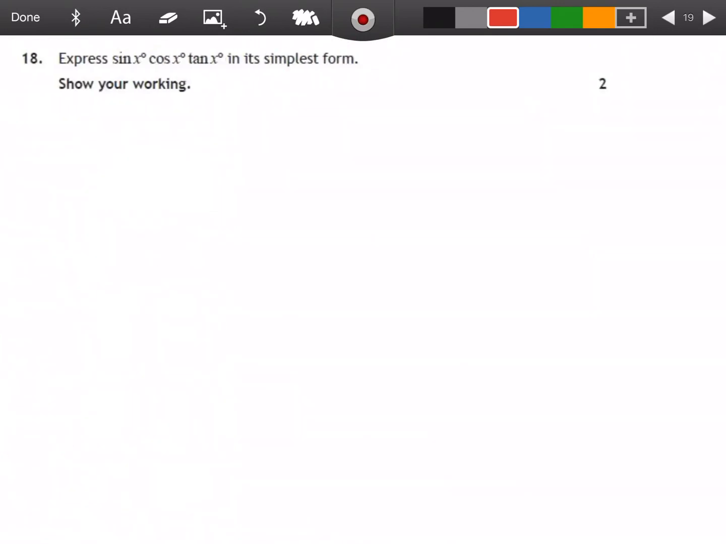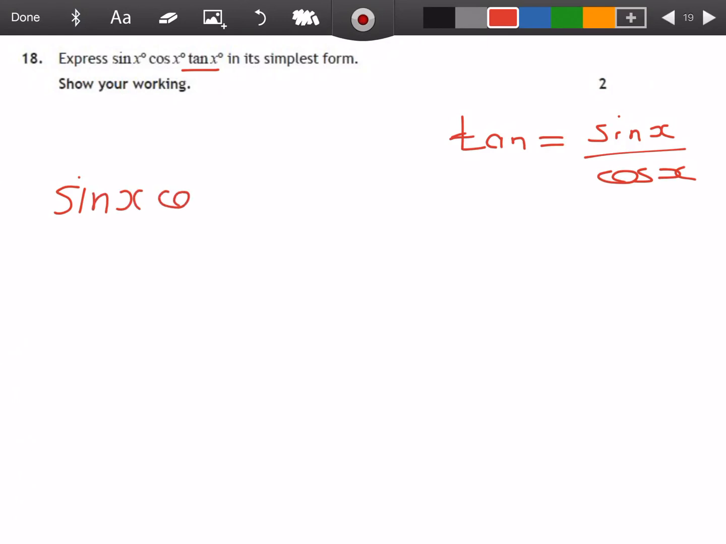Express sin, cos, tan in its simplest form. This is a trig identities question. Whenever you see a trig identities question, if you see tan, you replace tan by sin over cos. Okay, so I'm going to replace the tan part by sin over cos. So it says sin x, cos x, they're all multiplied, times by, this is what I'm replacing it by, sin over cos.